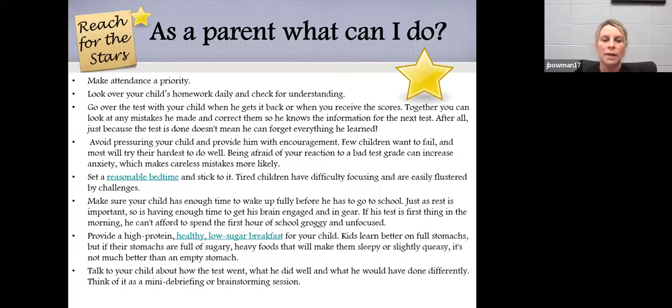Set a reasonable bedtime and stick to it. Tired children have difficulty focusing and are easily frustrated by challenges. Make sure your child has enough time to wake up fully before he has to go to school. Provide a high protein, healthy, low sugar breakfast for your child. And then talk to your child about how the test went. What did he do well in? What would he have done differently? Think of it as a mini debriefing or brainstorming session.